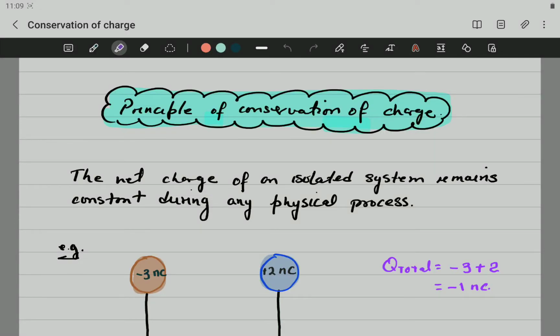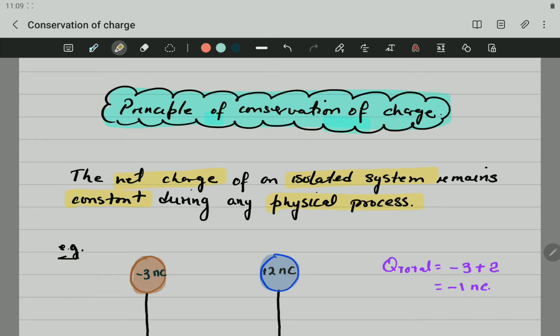In this video we're going to be talking about the principle of conservation of charge. Let's first begin with the principle. The principle states that the net charge of an isolated system remains constant during any physical process.